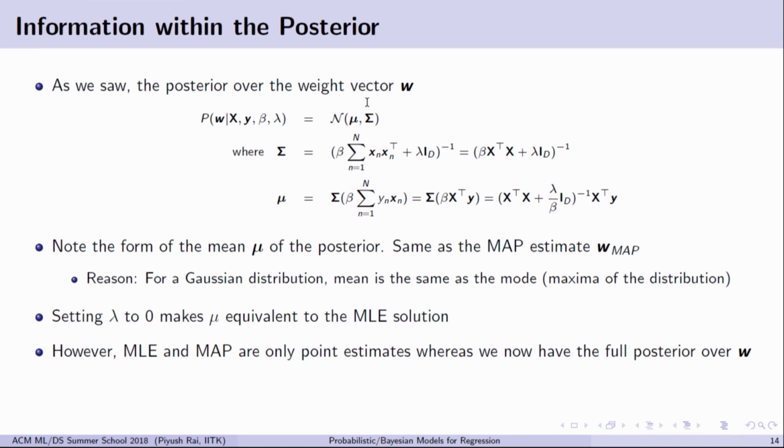In the previous case, when we had MLE or MAP, we could only use the single estimate to make the prediction. But now we have a full distribution, so there is no single W. How do I use this entire distribution to make a prediction? If I get a new X star, how do I predict Y star?